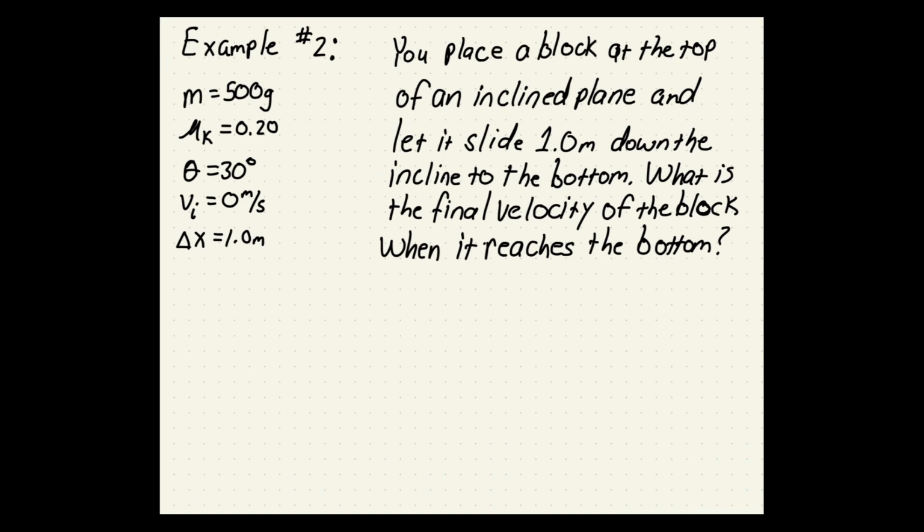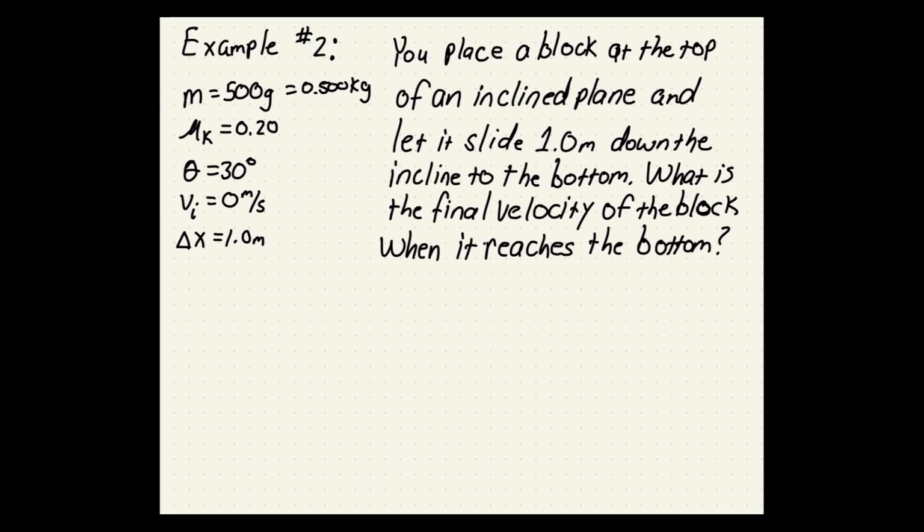Okay, so for the next example, I have some information on the left. Mass is 500 grams. That is equal to 0.500 kilograms. We have a mu k value of 0.2, an angle of 30 degrees, a v initial of 0 meters per second, and a delta x of 1 meter.